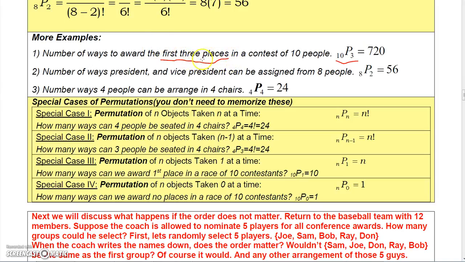So there's several different ways. If you took 3 people, there's several different ways they could finish the race, so the order matters.